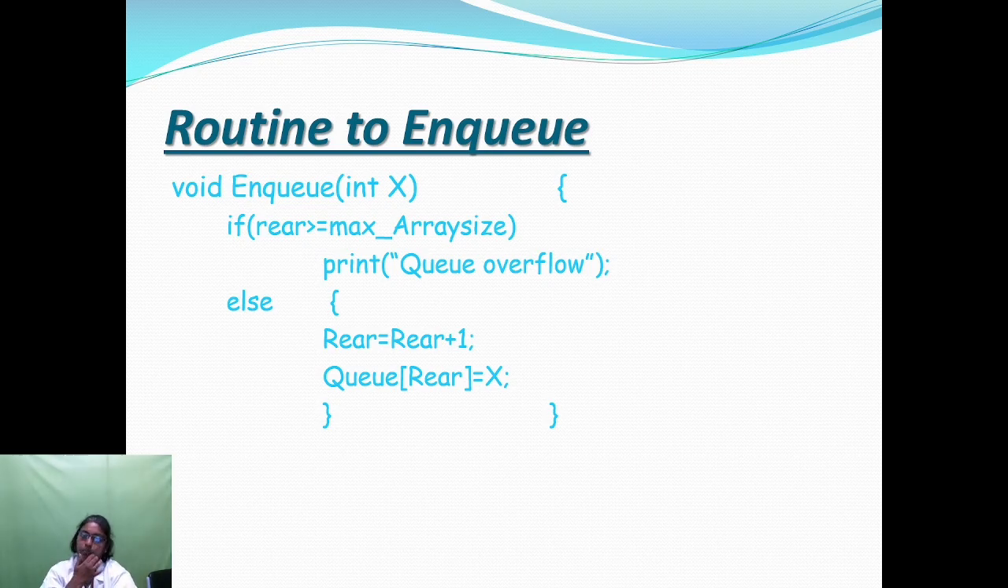So what is the routine? See, if the array size is equal to rear, we are going to say queue overflow, like stack overflow. For adding one, we are going to do rear equal to rear plus 1 and insert an element to queue of rear. Okay, is it clear?